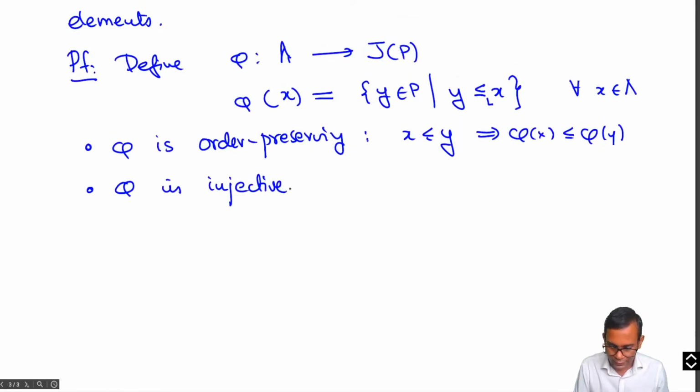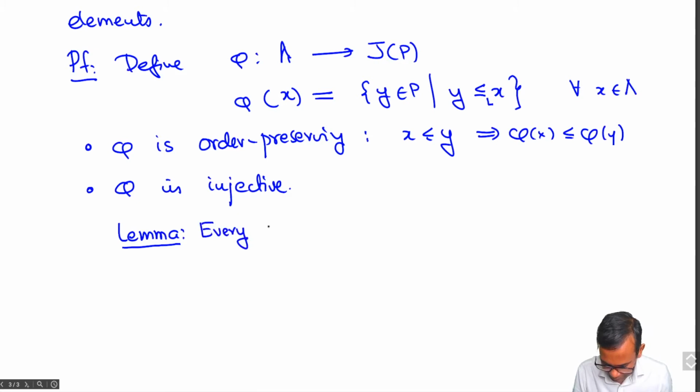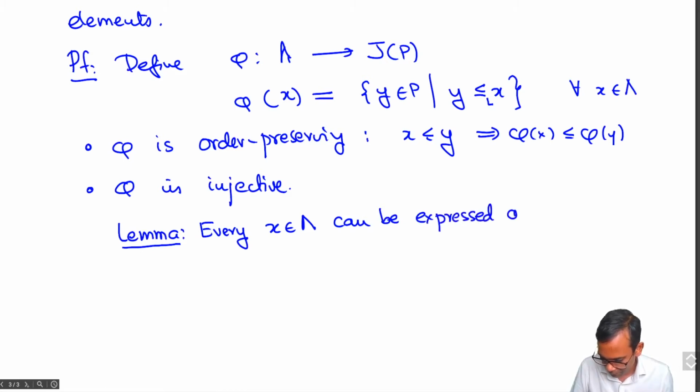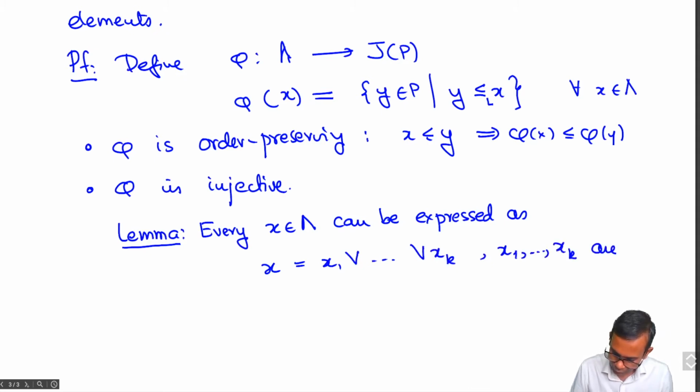To show that phi is injective, I just need to show that x can be recovered from phi of x. Now to do this, I'll need a little trick, and maybe I'll state it as a lemma. Lambda, remember, is a finite distributive lattice. Under that hypothesis, every x in Lambda can be expressed as x equals x_1 join ... join x_k, where x_1, ..., x_k are join irreducible.